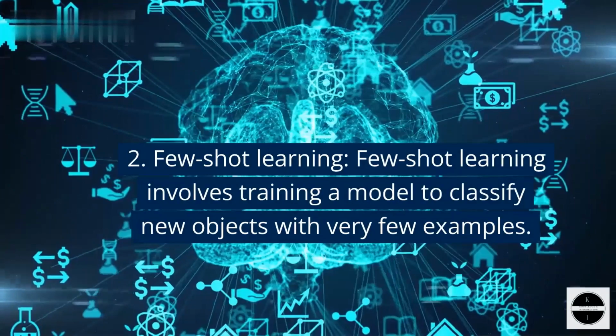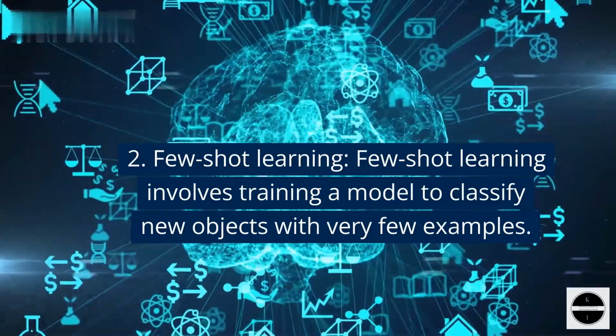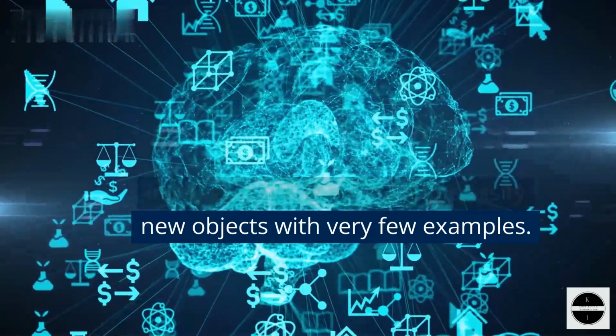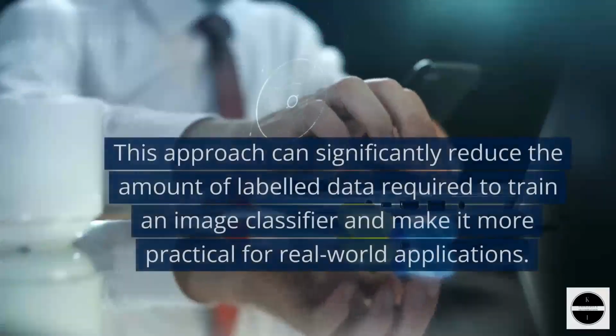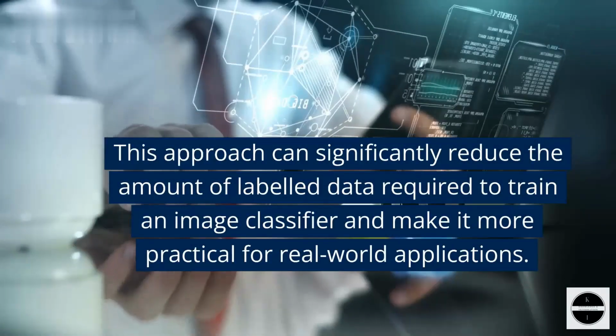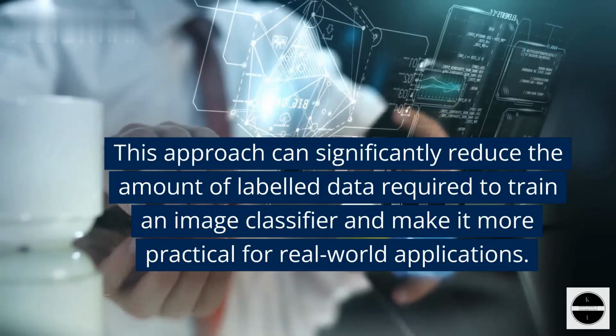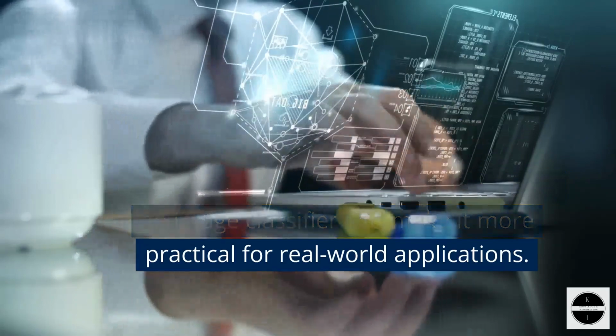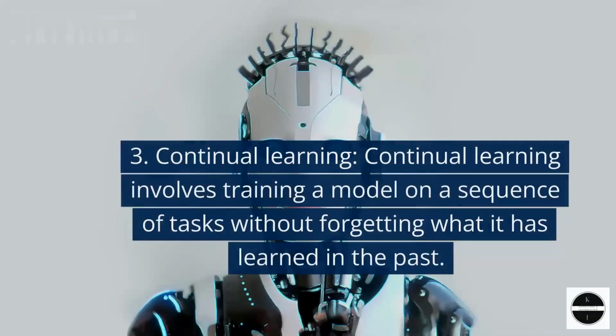2. Few-shot learning. Few-shot learning involves training a model to classify new objects with very few examples. This approach can significantly reduce the amount of labeled data required to train an image classifier and make it more practical for real-world applications.